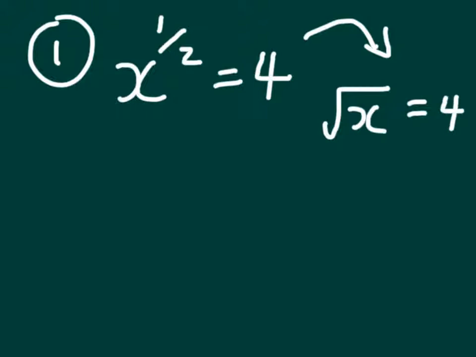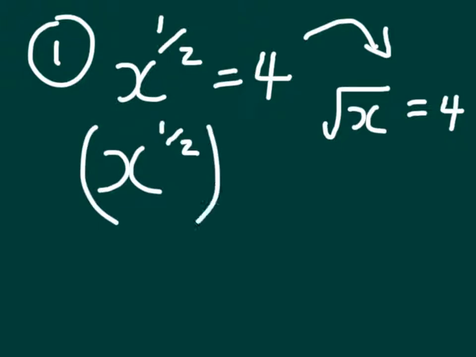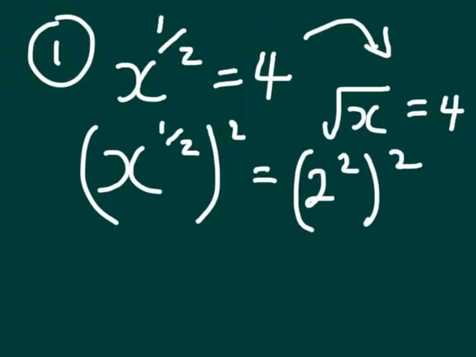The square root of any positive integer will always give us a positive answer, and the square root of a negative number will be undefined. So, an answer of 4 is most definitely possible. We can now go ahead and solve this equation. X to the half raised to the power of 2 is equal to 4 raised to the power of 2. This leaves us with x is equal to 4 squared, which is equal to 16.